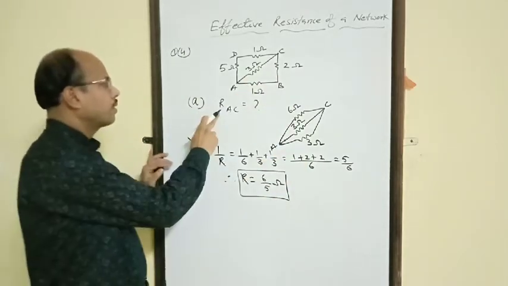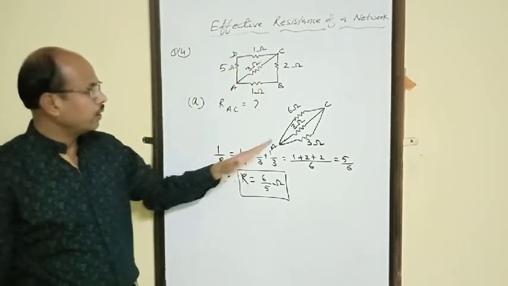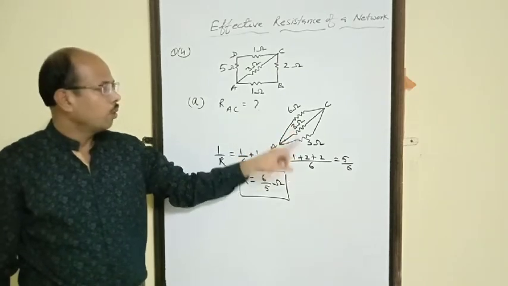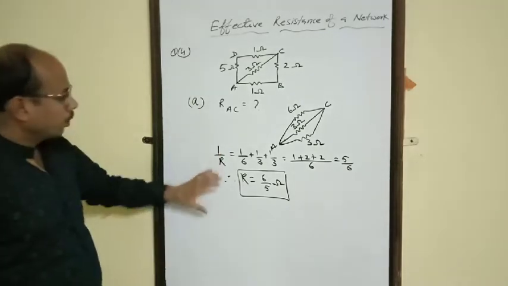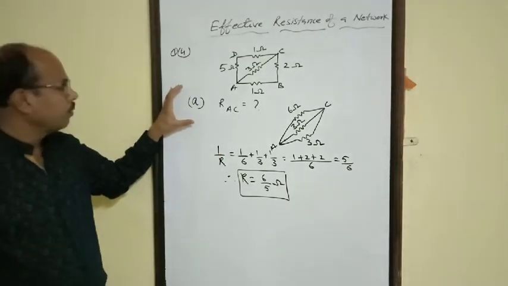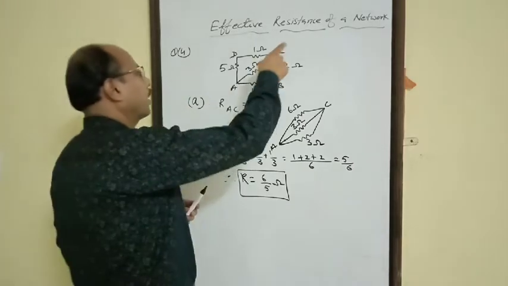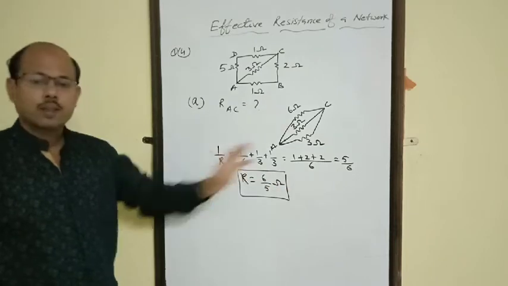So this is the effective resistance between points A and C. This is 6 ohm, this is 3 ohm, this is 3 ohm, and all are connected in parallel. Now I am taking the second part of this. The A part, I think, is very clear. In the A part we discussed what the effective resistance between A and C is, and we calculated it by using this.